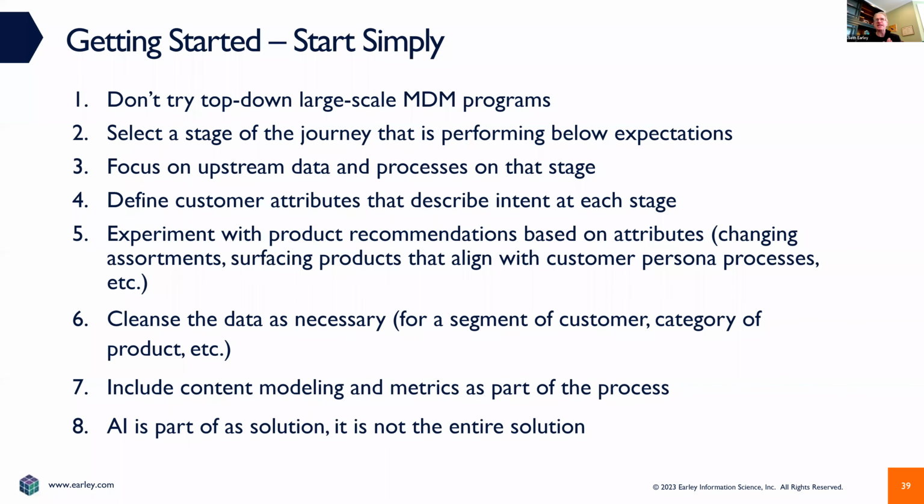Define the customer attributes at each stage, because that describes the intent. And then experiment with product recommendations based on attributes, right? Changing assortments, surfacing products. That's all based on customer personas and customer use cases and journeys. And then you can cleanse that data as necessary, right? Include content modeling, include metrics. And the point that Dan made before, AI is part of the solution. It is not the entire solution.